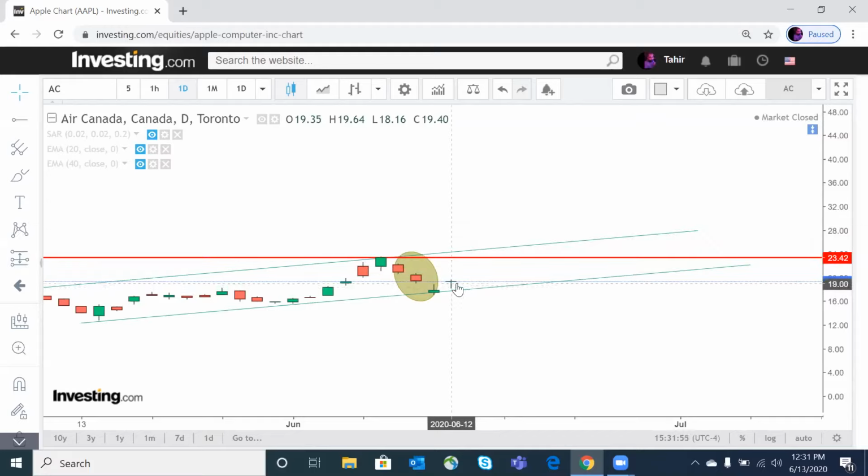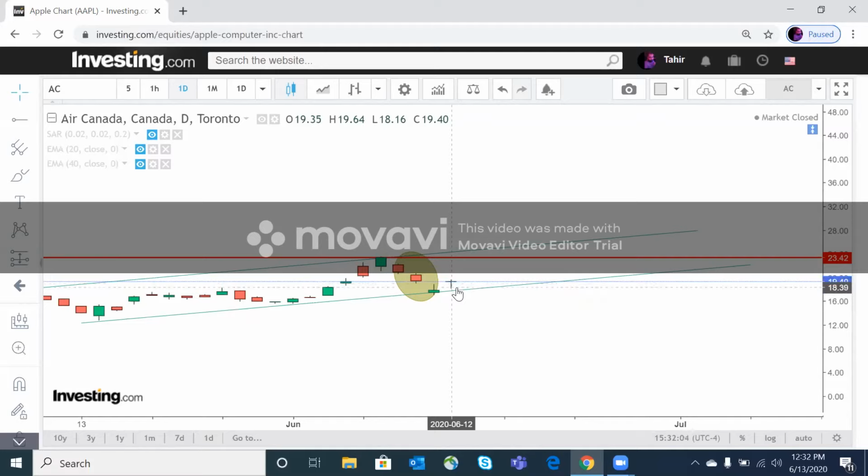Doji means indecisive. If you see the opening price of the stock and the closing price of the stock, they are the same, because there is no body, just one thin line. Opening price and closing price remain the same. This is a doji candle, an indecisive candle. Still, the buyers and the sellers, the investors, are not sure about the fate of this stock. It can go up or it can go down.